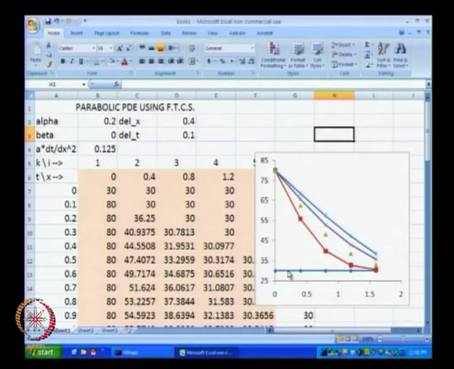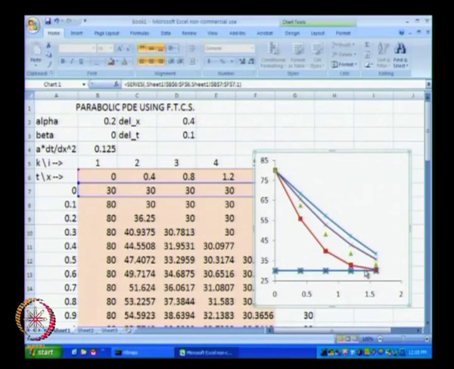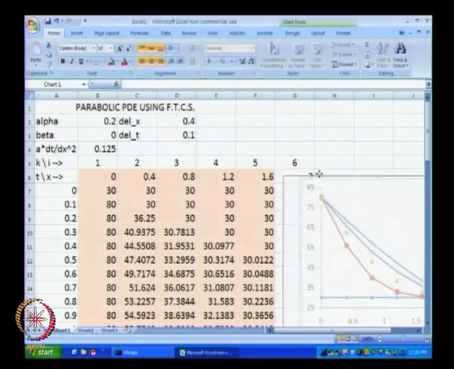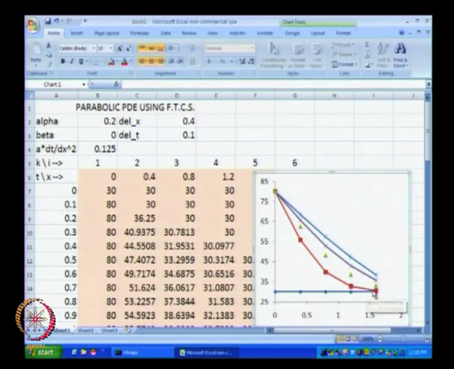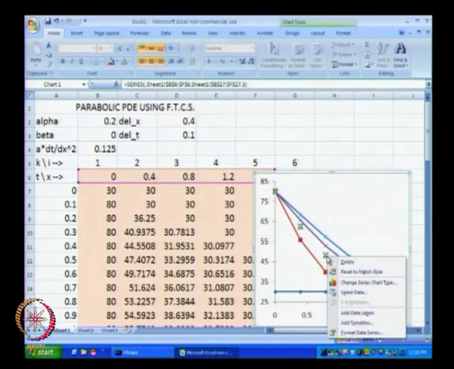Okay. So these are the temperatures along the length of the rod at the initial condition. These are the temperatures along the length of the rod after 1 second. These are the conditions along the length of the rod, and I will add a line over here also.